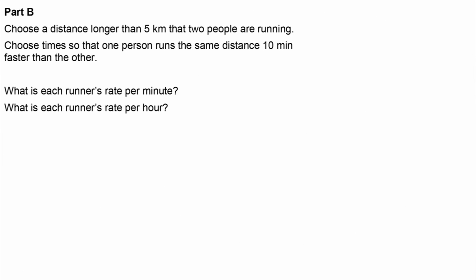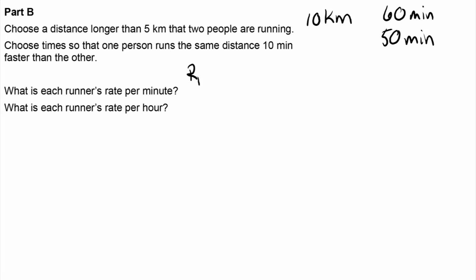Choose a distance longer than 10 kilometers that two people are running. Choose times so that one person runs the same distance 10 minutes faster than the other. So I'm going to start off, I'm going to say they're going to run 10 kilometers, and the first person is going to run it in 60 minutes, and the second person is going to run it in 50 minutes. So what is each runner's rate per minute?